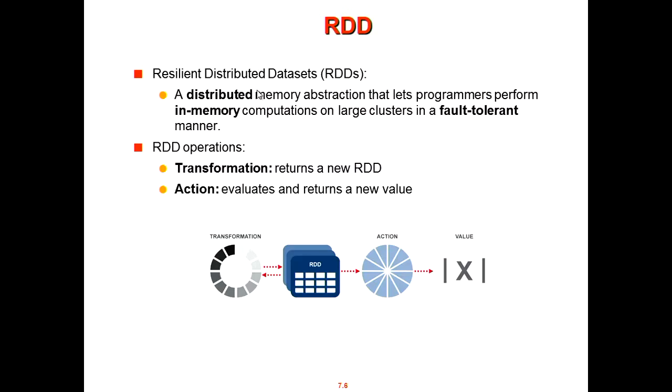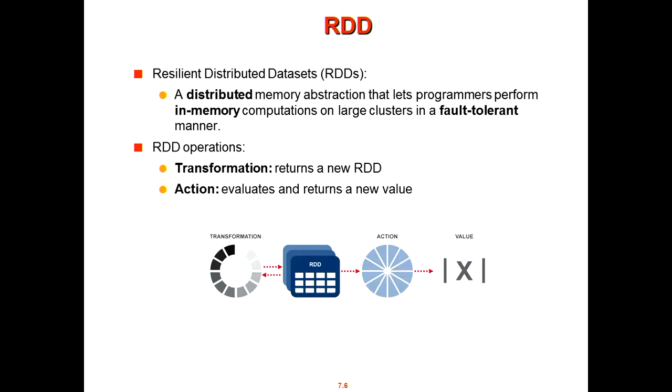According to the name, you need to remember three keywords for RDD: resilient, distributed, datasets. Resilient means it's fault tolerant. And distributed means the data in memory is distributed to different nodes in the cluster, and that's why partitions are used in RDD. And datasets, okay, so definitely it is used to store the data.